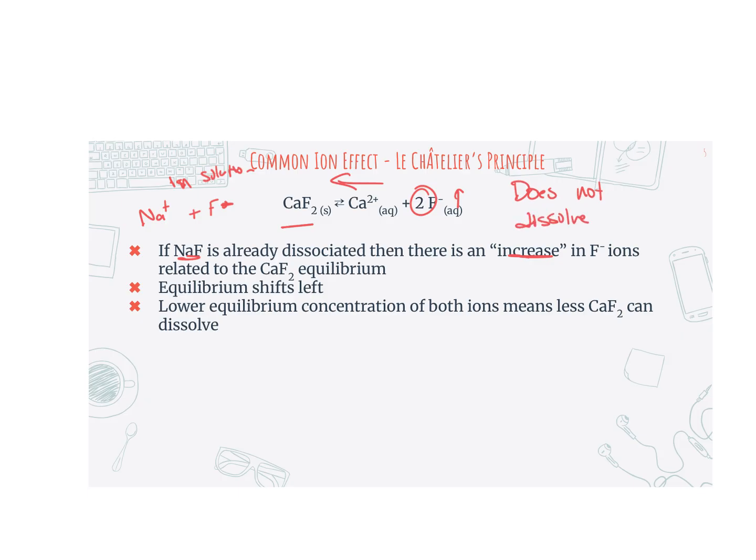You can kind of expect this, right? It's similar to what we saw with reactions. If I increase the right side, if I put more stuff into the right side of my reaction, into the products, it's going to want to go back to the reactants. Same idea here. If I try and dissolve CaF2 in a solution that already has Ca2+ or F-, I'm not going to want to dissolve it. And so you have a lower equilibrium concentration of both ions, both Ca2+ and F-, which means that less CaF2 can actually dissolve.